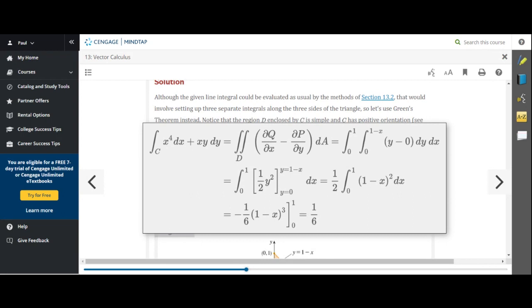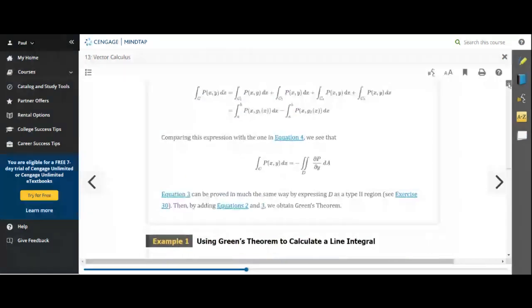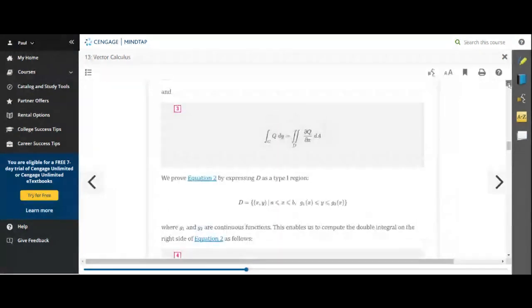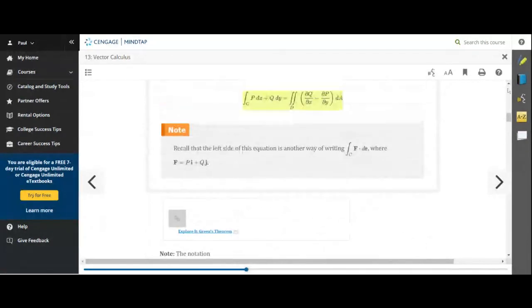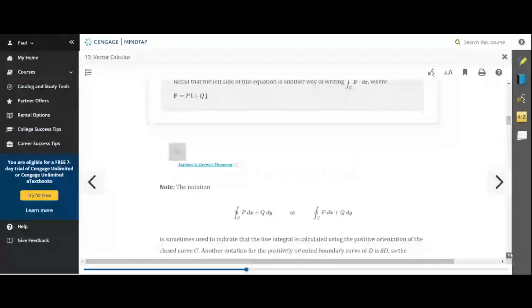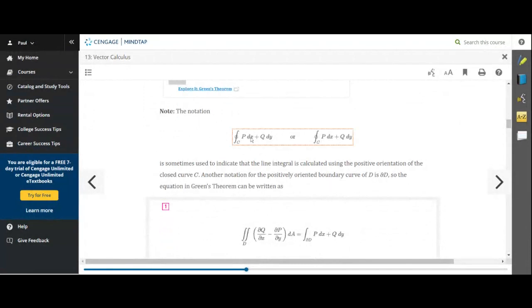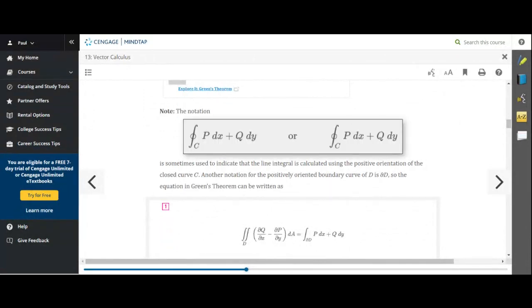All right, I'll mention something that I think is good to mention as well. In terms of notation, sometimes when we have a path C with positive orientation, they put a little circle on the integral.